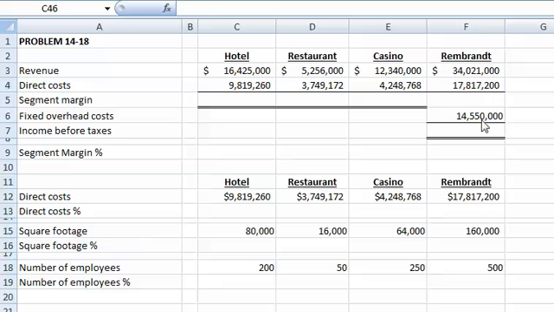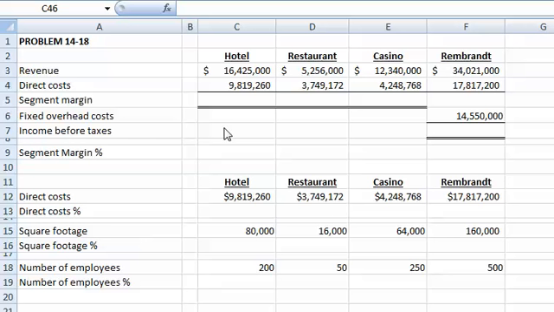We're also told that the hotel, casino, restaurant complex has $14.5 million in fixed overhead, common overhead, that will need to be allocated to each one of these divisions or segments. And in this problem, we're going to consider three different alternative allocation bases: direct costs, square footage, and number of employees. We're given the information regarding square footage, number of employees, and again, the direct costs.